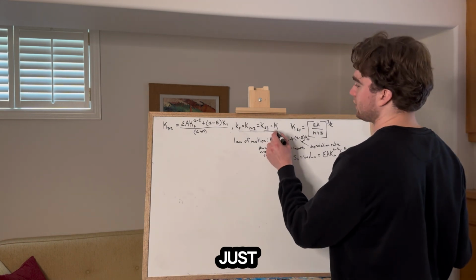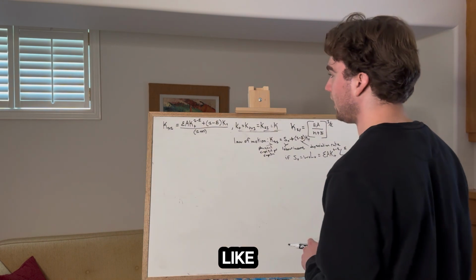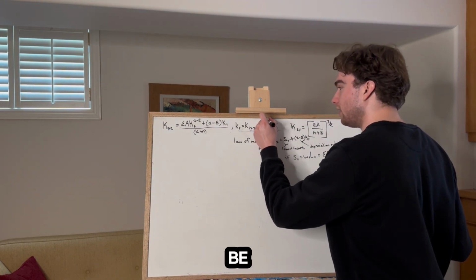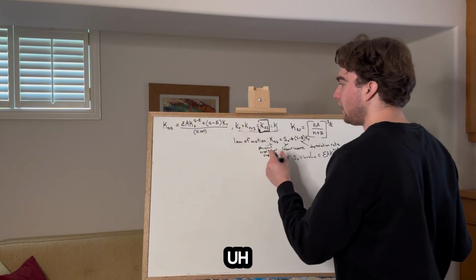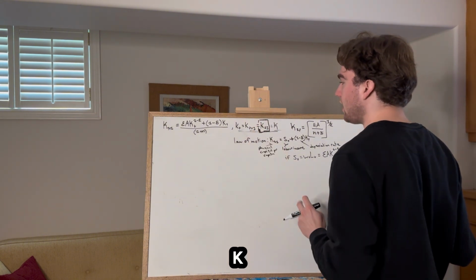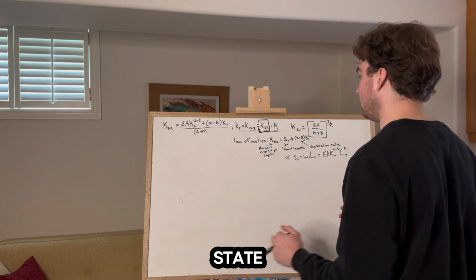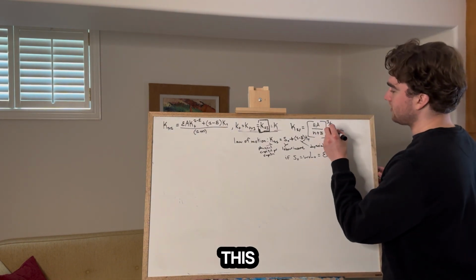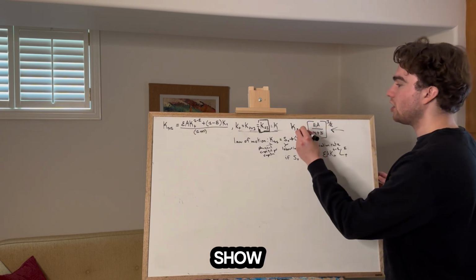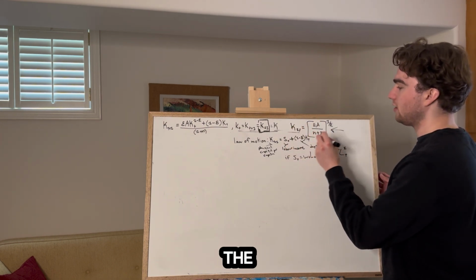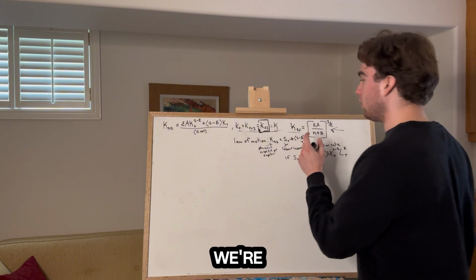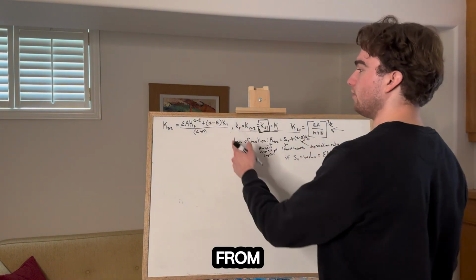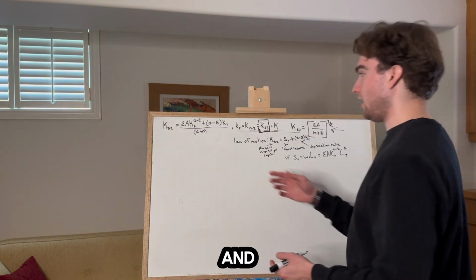So you can just write k if you'd like. It is most correct, and you will not be losing marks, if you write K_SS, SS for steady state, okay? And then we're trying to get to this right here. We're trying to show the effect, but we're getting this answer from this, and I'll show you how we get this as well.